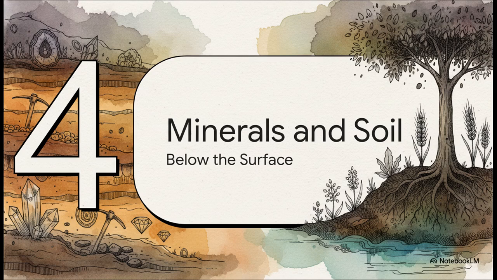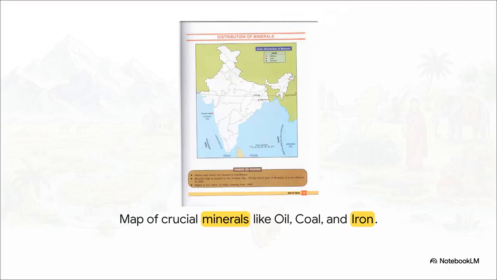Section 4, Minerals and Soil Distribution. Time to dig a little deeper and see what's beneath the surface. Underneath is varied terrain, like critical resource hubs that literally fuel the nation's industry. You can spot the iron mines of Singhbhum and rich coal deposits in Jharia, both clustered right in that Chota-Nagpur Plateau region we flagged earlier.